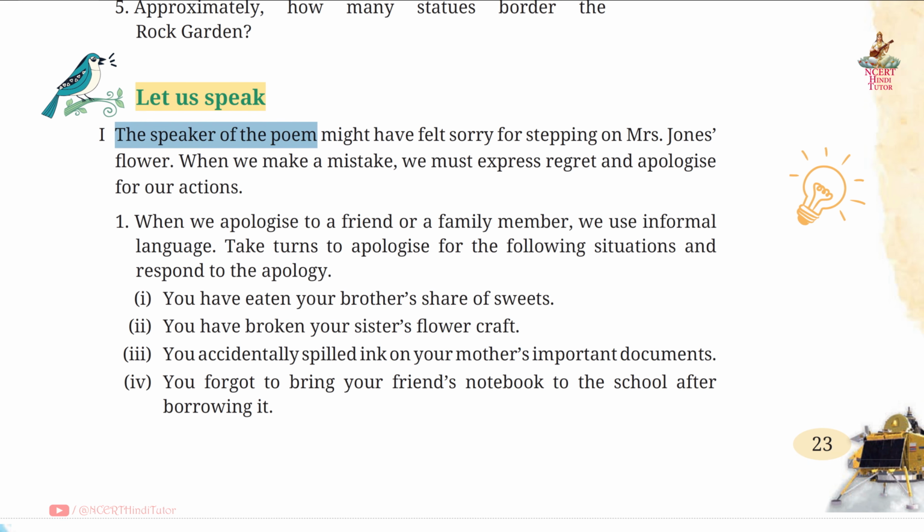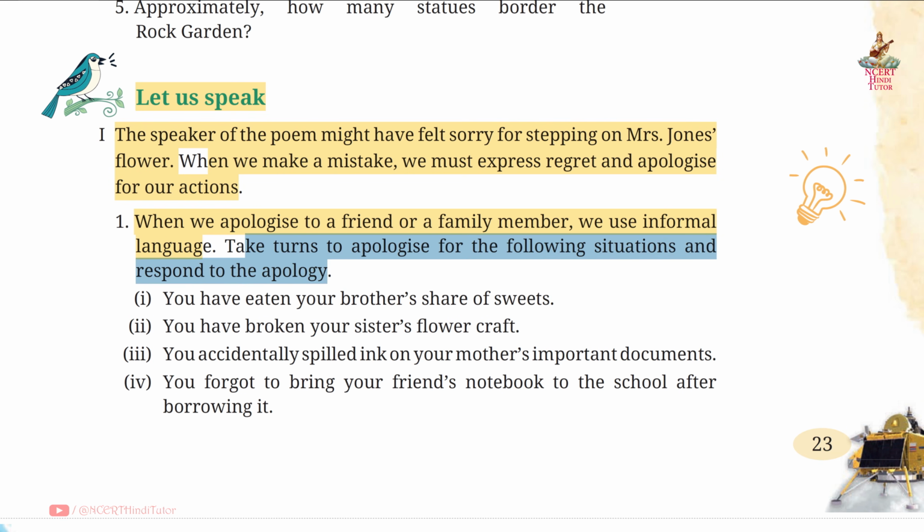First, the speaker of the poem might have felt sorry for stepping on Mrs. Jones' flower. When we make a mistake, we must express regret and apologize for our actions. First, when we apologize to a friend or a family member, we use informal language. Take turns to apologize for the following situations and respond to the apology.